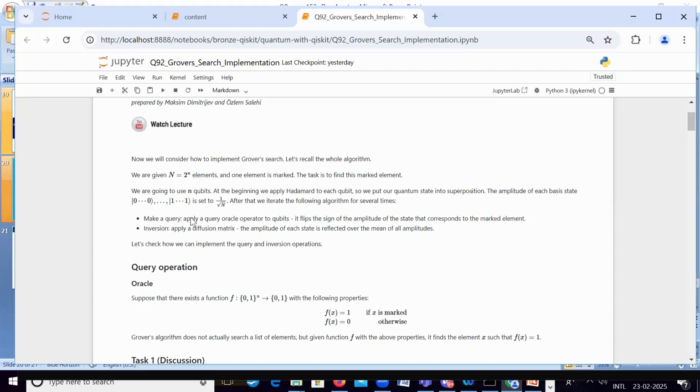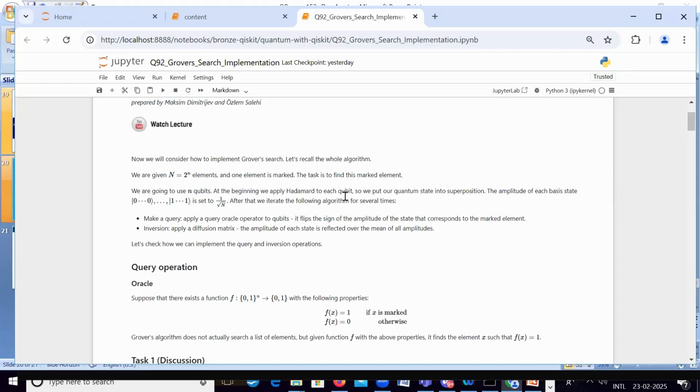Suppose we start with N equal to 2 to the power n elements, where one element is marked. The task is to find the marked element. One is marked, but that is not known. We are going to use n qubits because it has 2 to the power n states.